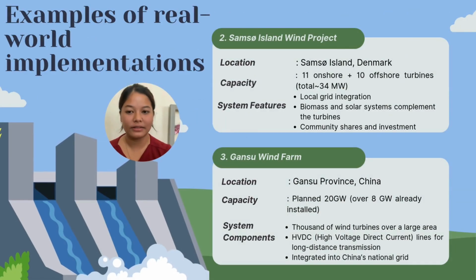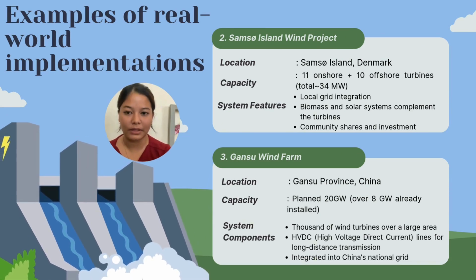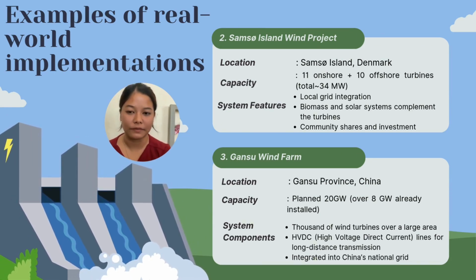Next is Samsø Island. Samsø is a small island in Denmark that became world famous for being energy self-sufficient. The island installed 11 onshore and 10 offshore wind turbines to meet all its electricity needs. What makes Samsø special is that the wind system is owned by the local community and it's fully connected to the island's grid. They also use solar panels and biomass heating to cover other energy needs. Samsø is a great example of how wind turbine generation, storage, and community involvement can work together to achieve 100% renewable energy.